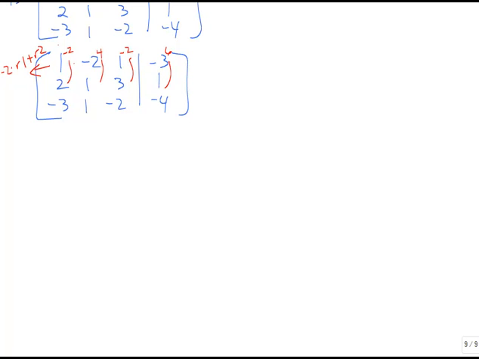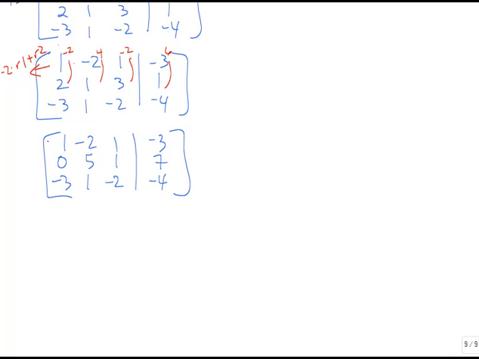So here's what we have. We've got 1, -2, 1, -3. That's not going to change. In our second row, we now have a 0, 5, 1, and 7. And I haven't done row 3 yet.